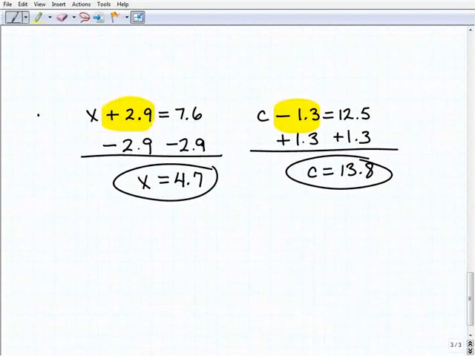And the last thing I'll leave you with is this. If you're weak on those positive, negative numbers or fractions, go back and review those, okay? Because that's going to be coming up over and over again.